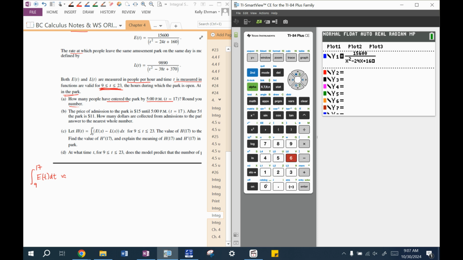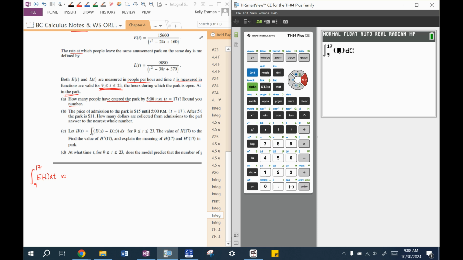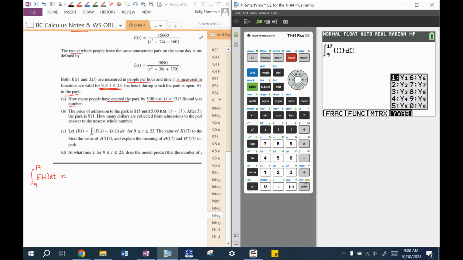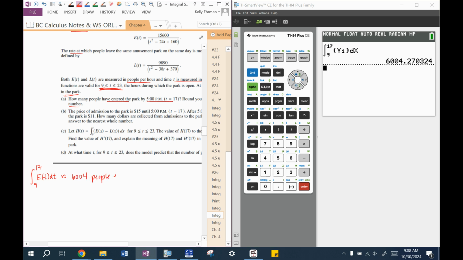And remember, we use x instead of t. Okay, so at 15,600 over, I'm just double checking that I typed it in right. So I've got that in y1. I want to do math 9 for integrate from 9 to 17. And remember, I just stored the equation in y1, so I'm just going to do alpha trace y1 and tell it that our variable is x. This rounds to the nearest whole person, right? So we're going to say this is 6,004 people. People entered.